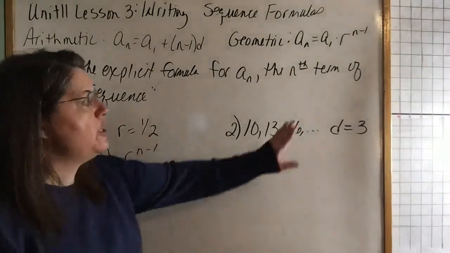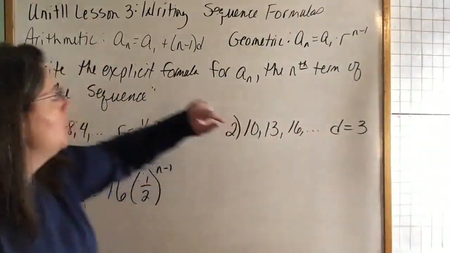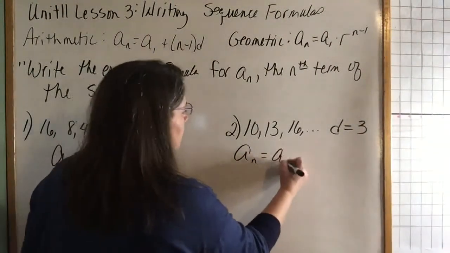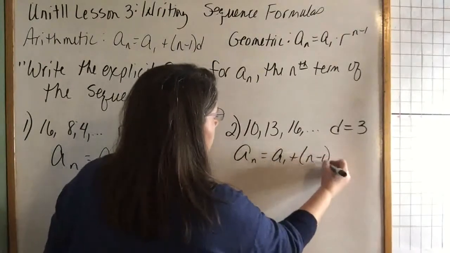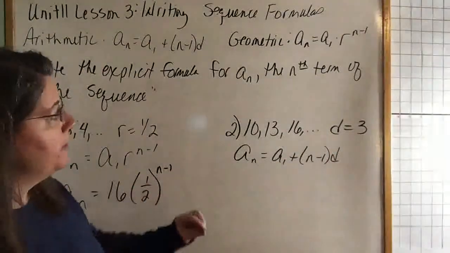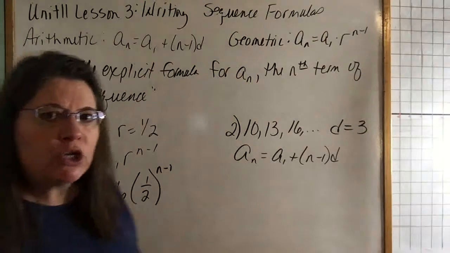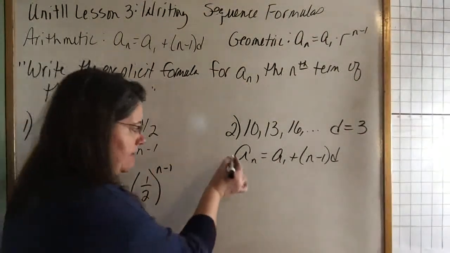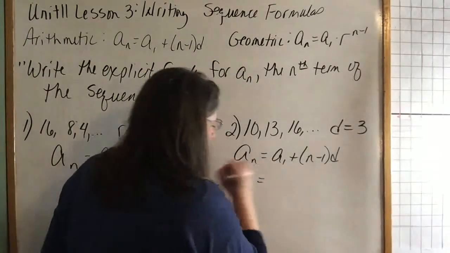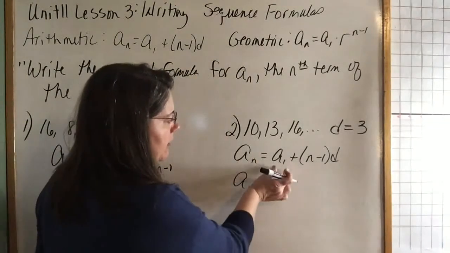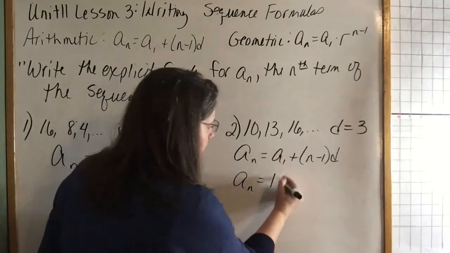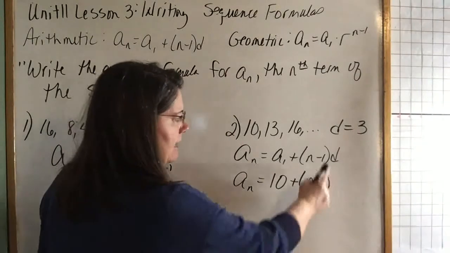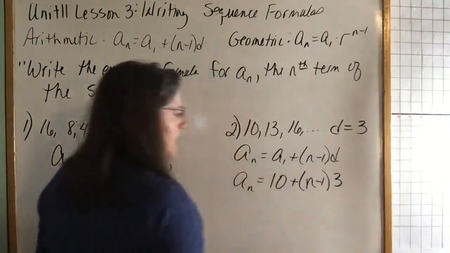When we have determined that it's arithmetic, we know we're going to use the arithmetic formula. So we're using a sub n equals a sub 1 plus n minus 1 times d. Remember, we're finding the formula for this, so we're never going to replace the n values. So a sub n, to find the formula for any nth term, I'm going to now plug in what I know. A sub 1 is 10. We never replace n if we're finding a formula, and then we've got a 3 on the outside.